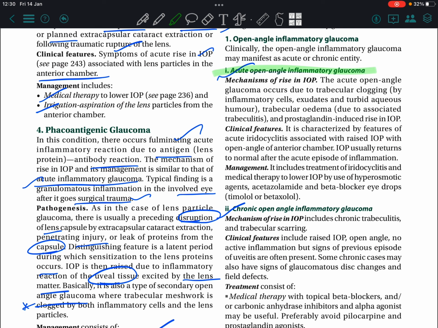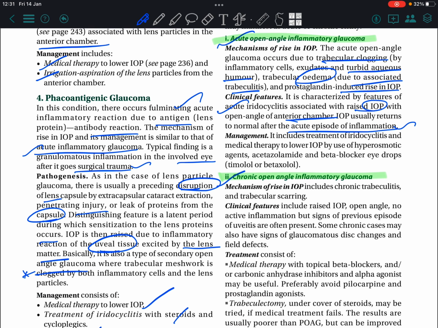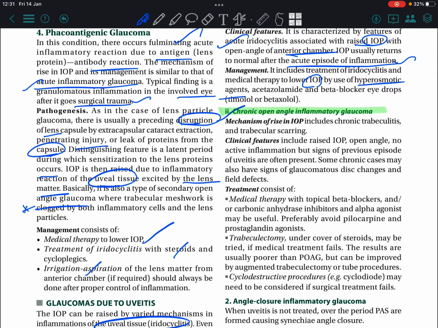Open angle inflammatory glaucoma consists of two types: acute open angle inflammatory glaucoma and chronic open angle inflammatory glaucoma. The mechanism of acute open angle glaucoma is trabecular clogging by inflammatory cells, exudates and turbid aqueous humor, and trabecular edema due to associated trabeculitis, with a steroid-induced rise in IOP. Clinical feature: it is characterized by features of acute iridocyclitis associated with raised IOP with an open angle of the anterior chamber. IOP usually returns to normal after the acute episode of inflammation. Management includes treatment of iridocyclitis and medical therapy to lower IOP using hyperosmotic agents, acetazolamide, and beta blocker eye drops.